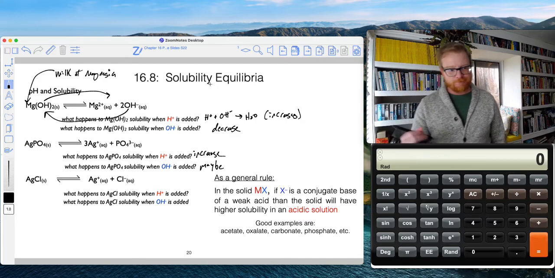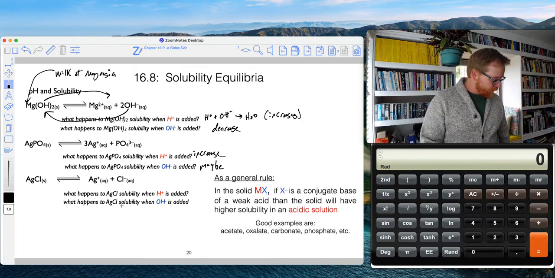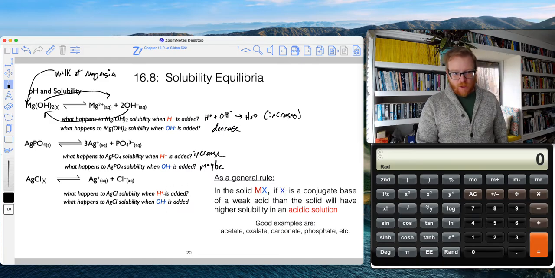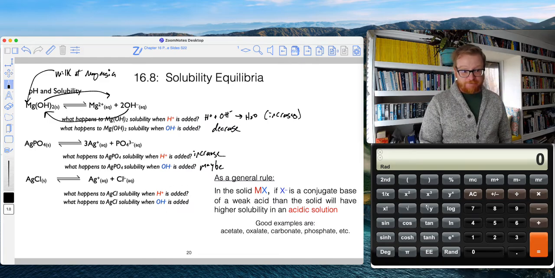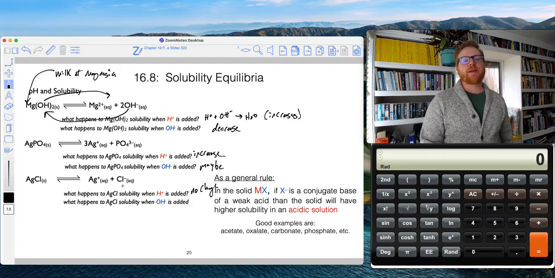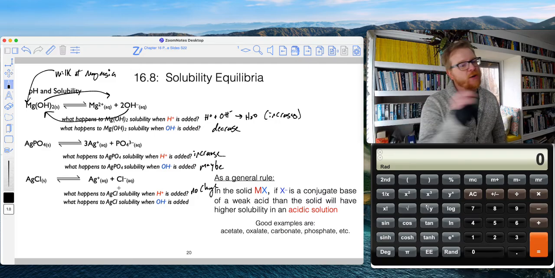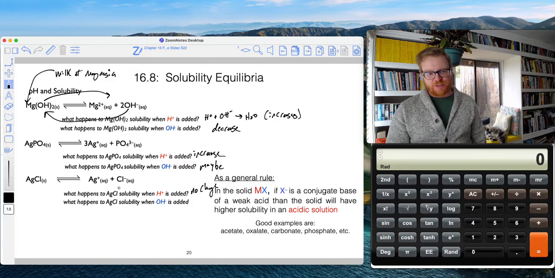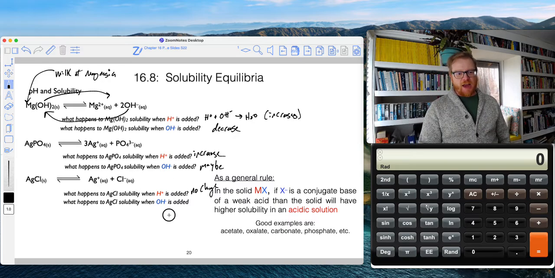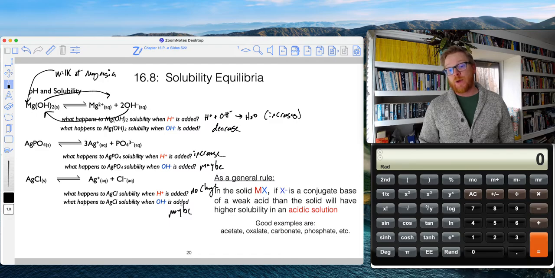Okay. So now what about the silver chloride? Will H plus react with the chloride? Nope. No change. Because chloride is the conjugate base of a strong acid, so that chloride wants to stay completely dissociated. And same with the hydroxide, we'll say maybe, it depends how much we add.